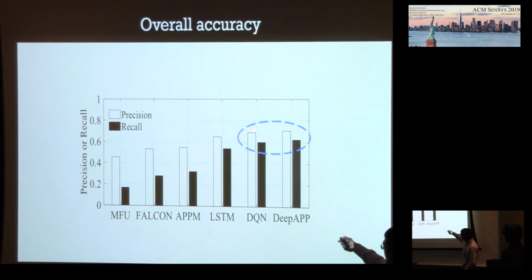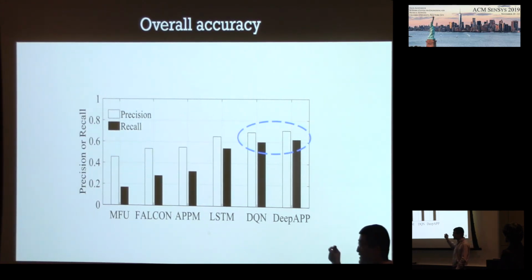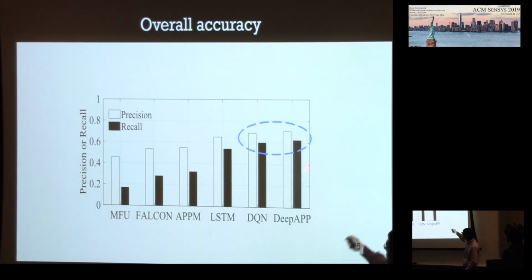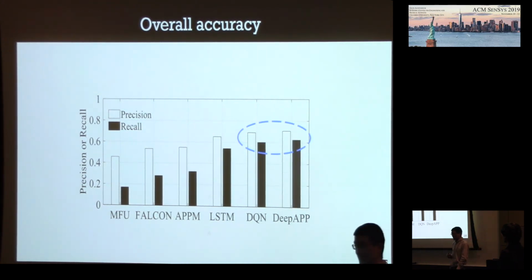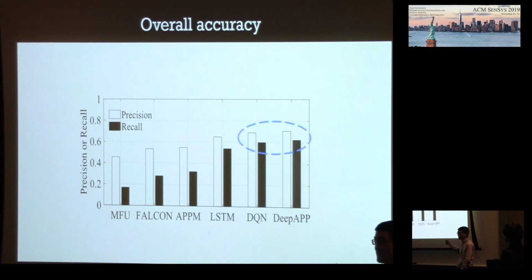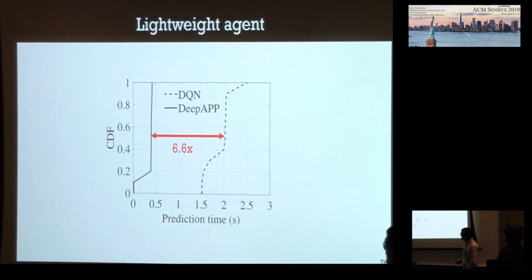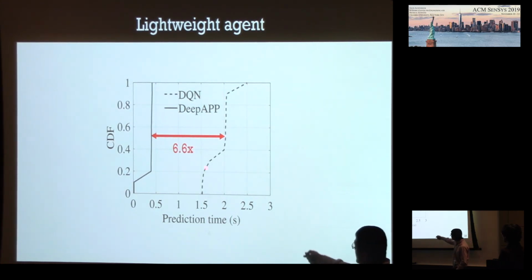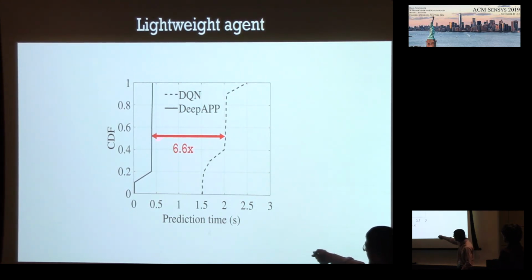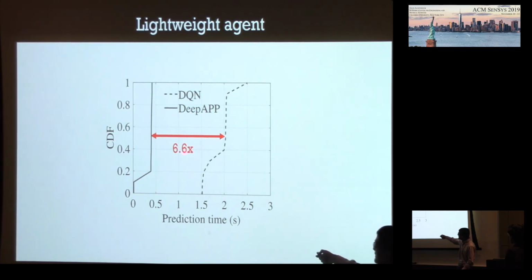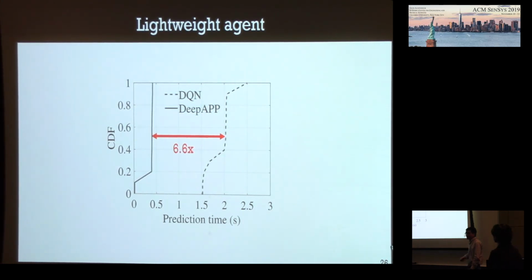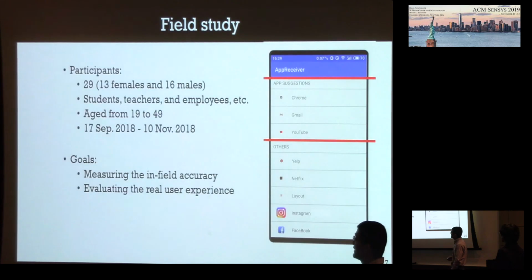And we can see that if we use the decoding method or if we use our actor critic architecture, these two systems actually have similar accuracy. Why? Because they are both deep reinforcement learning based methods. But if you use our new architecture, we can reduce the prediction time by more than 6 times. That means we can do the prediction very fast.